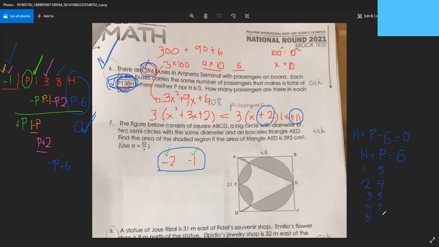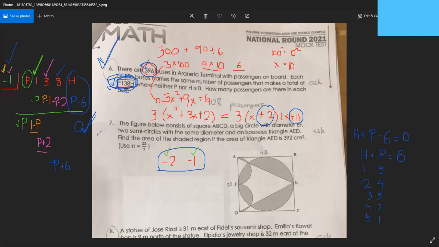The last thing to do now, you now have a series of numbers that you can substitute to p and h. So what you're just going to do here is to substitute the value of p and the value of h, and then divide it by 396. So it's up to you. What do you want to start?